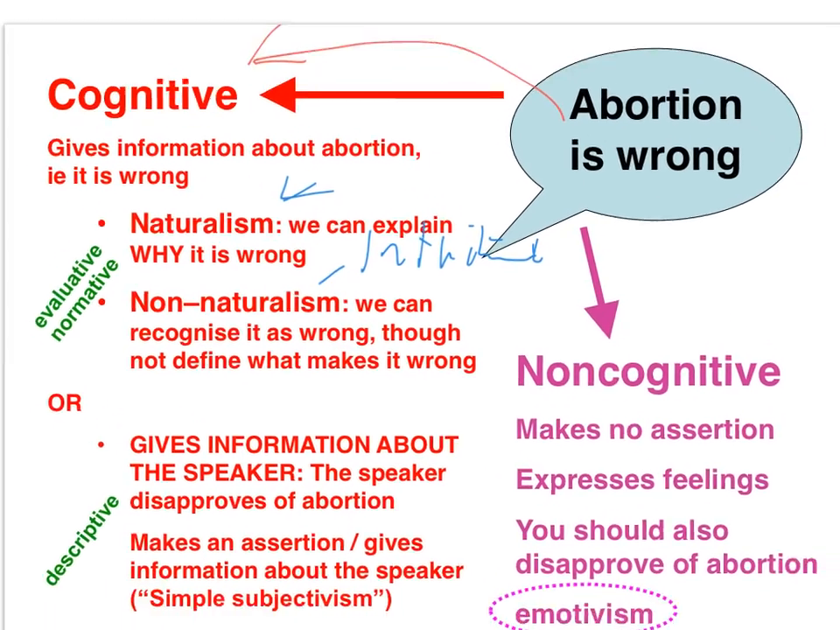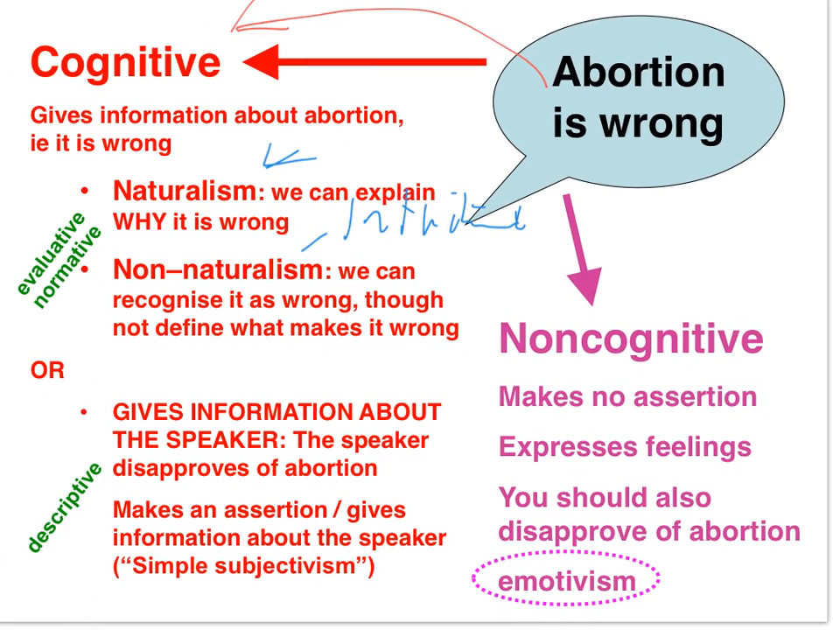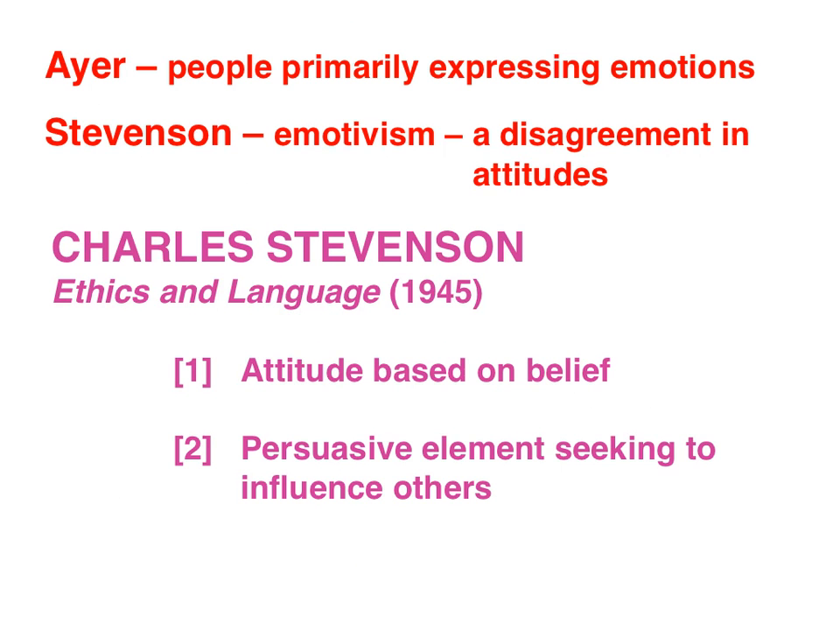However, we also have the non-cognitive view over here, which is that if you say abortion is wrong, it doesn't make an assertion, certainly is not knowledge, but it does express feelings, boo, which, according to Stevenson, can recommend or try to persuade others, and these are the emotivist perspectives down here. Just a quick clarification that for Ayer it really is people primarily expressing emotions.